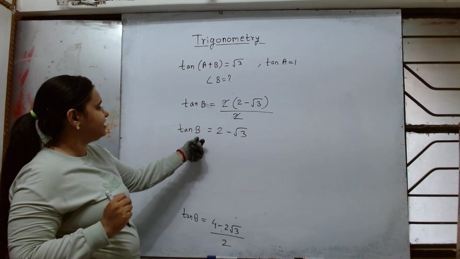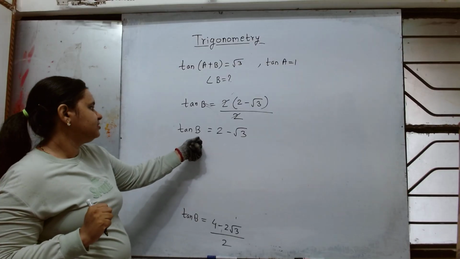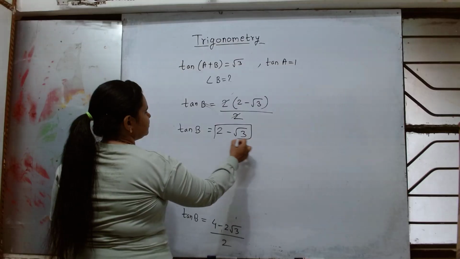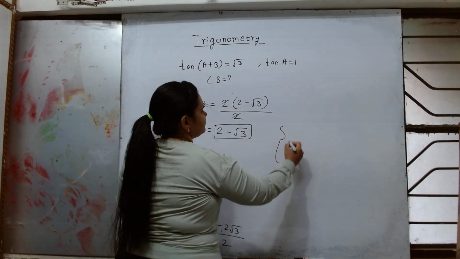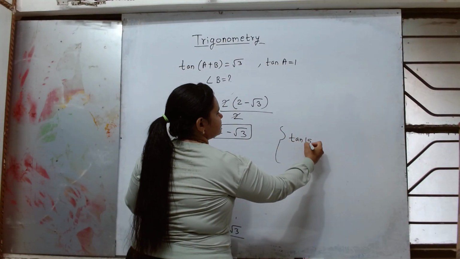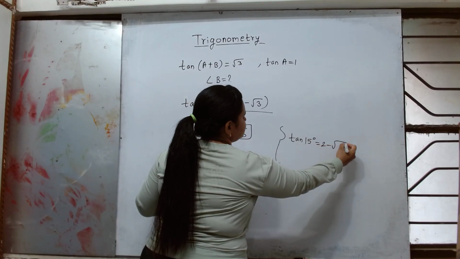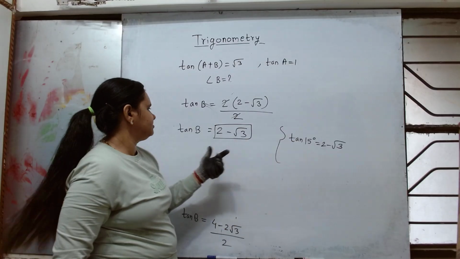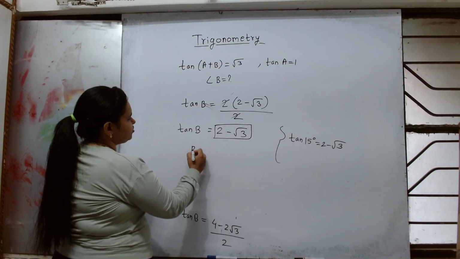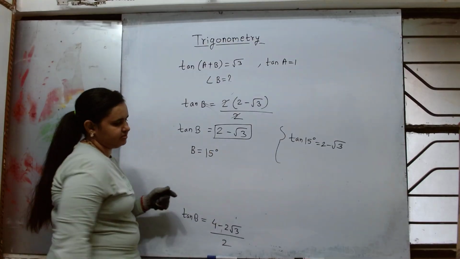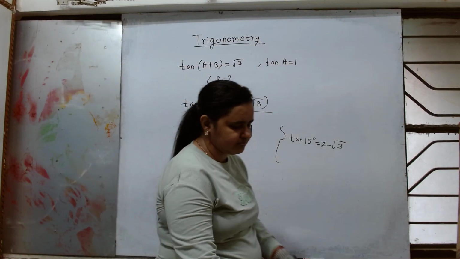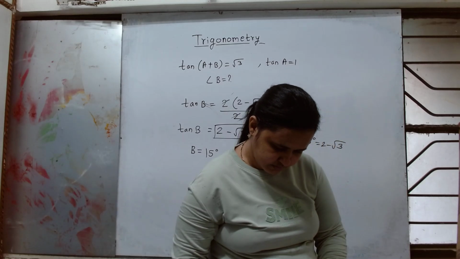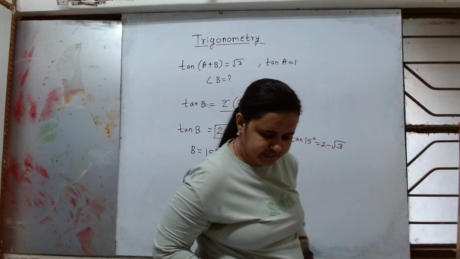Now we have to find angle B. What is angle B? It is a standard value: 2 minus root 3 is of tan 15 degree. Tan 15 degree is 2 minus root 3. It is a standard value. You have to learn it down. Okay. So B will be equals to 15 degree. So our answer is the third option, that is 15 degree.